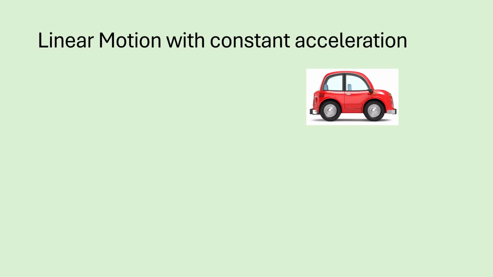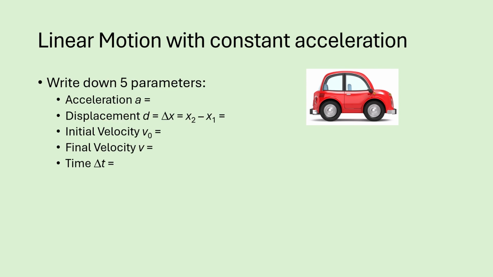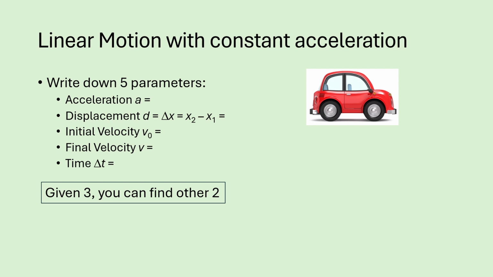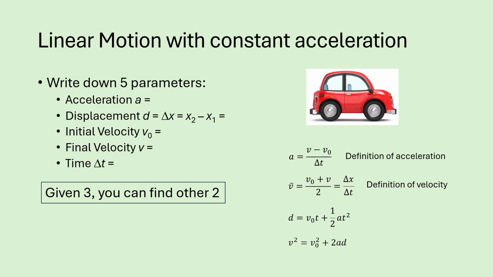Now that we have clarified the concept of acceleration, let's say you are given a problem of something moving in a straight line with constant acceleration. Write down these 5 parameters: acceleration, displacement, initial velocity, final velocity, and time. In all cases, you must be given 3 parameters to solve for the other 2 unknowns. Using the definition of acceleration and the definition of velocity, a couple of other equations can be derived which are used frequently. Keep these equations handy when solving linear motion problems.